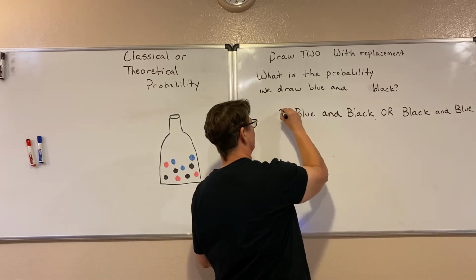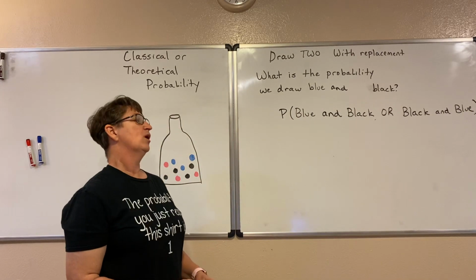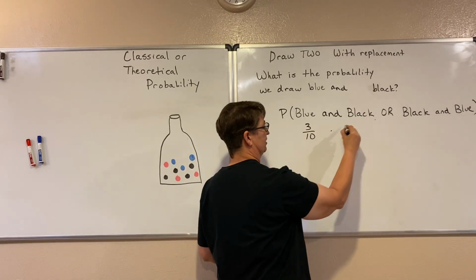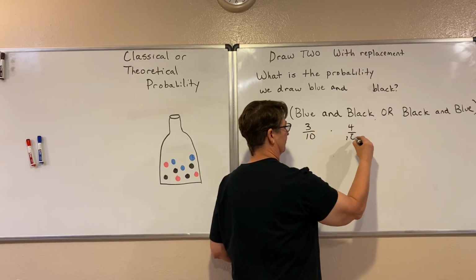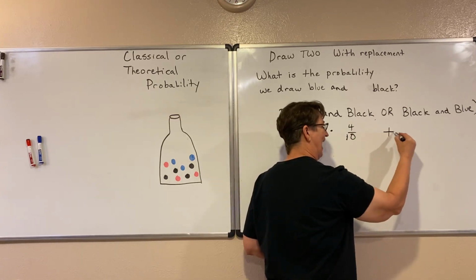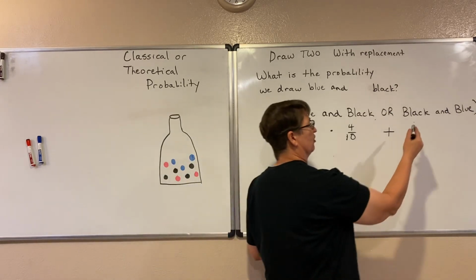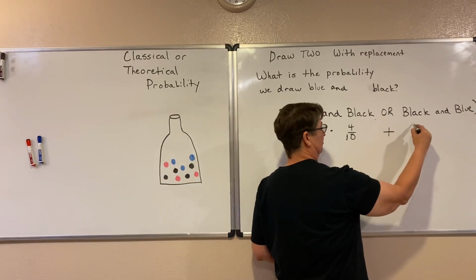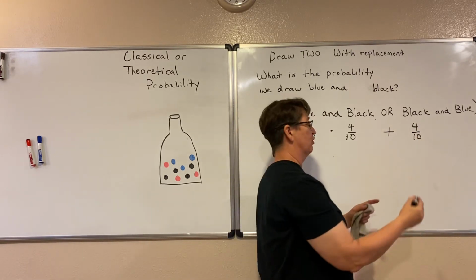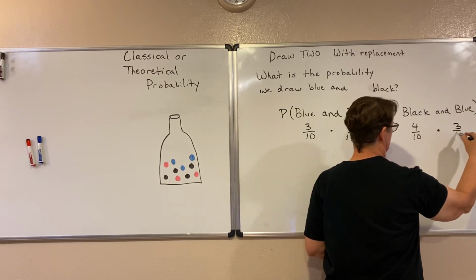And we're going to do the probability of that. Well, we just did the probability of blue and black. We found this was 3/10 and that was 4/10. Remember that the "or" tells me to add. Then a black and a blue, well, the probability I get a black is 4/10. "And" tells me to multiply. And then the probability I get a blue is 3/10.